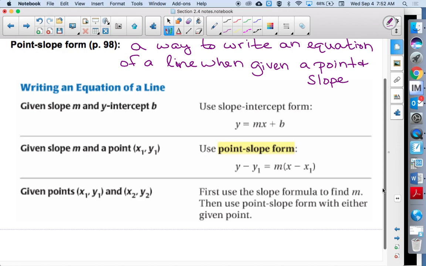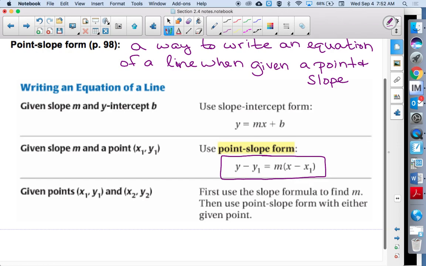The second one is point-slope form. If you're given the slope and a point, right here is the actual point-slope form. You're taking y, which is the variable in the equation, minus y1, which represents the y value from your ordered pair. It's equal to the slope, which you're going to be given, times x minus x1. So the x1 and y1 are the ordered pair that we would plug into the equation.